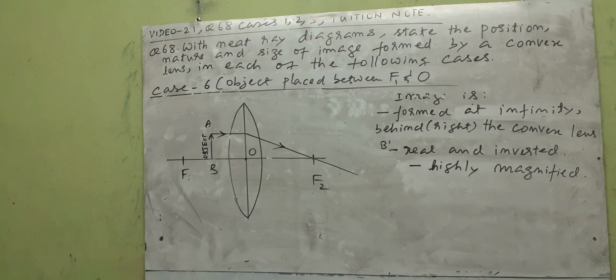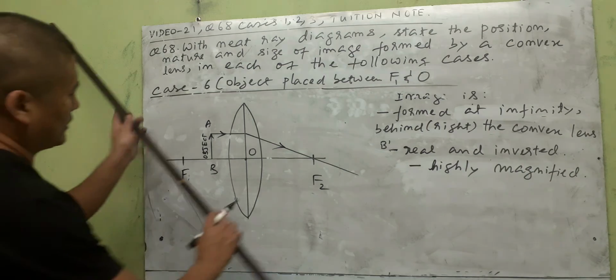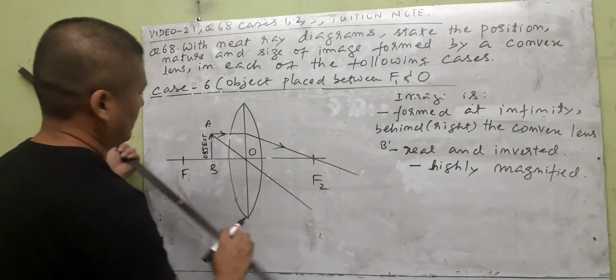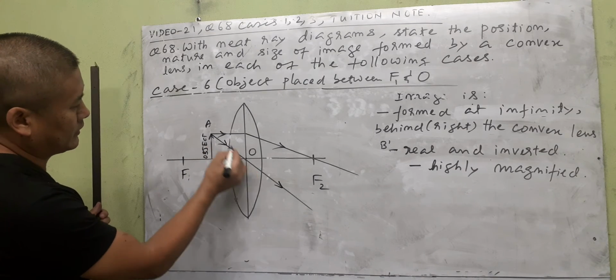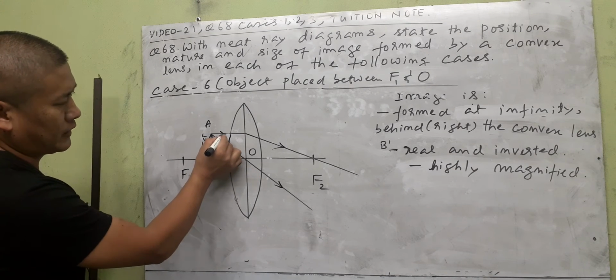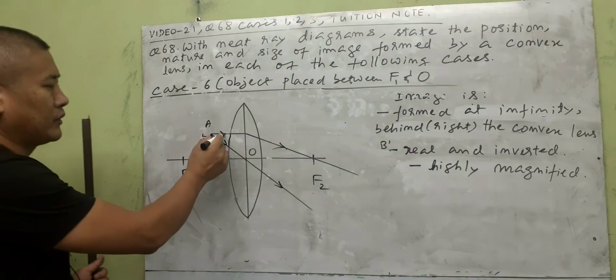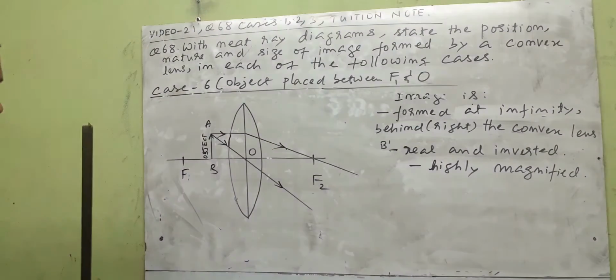Then here, pass it through the optical center. 1 arrow before lens, 1 arrow after lens. Don't forget that. 1 arrow before lens on the left, on the right, 1 arrow. Every time there should be 1 arrow on the left, 1 on the right. Otherwise your mark will be deducted.